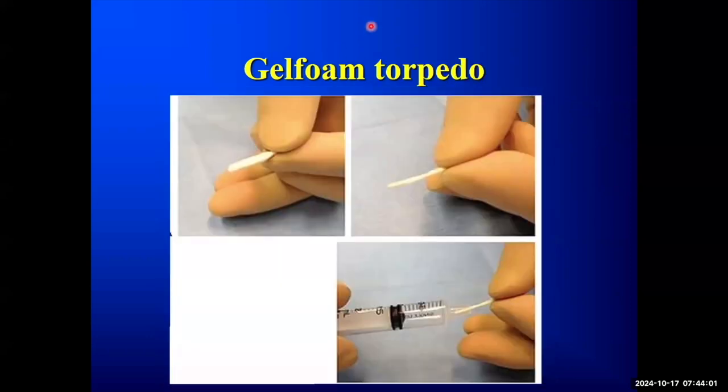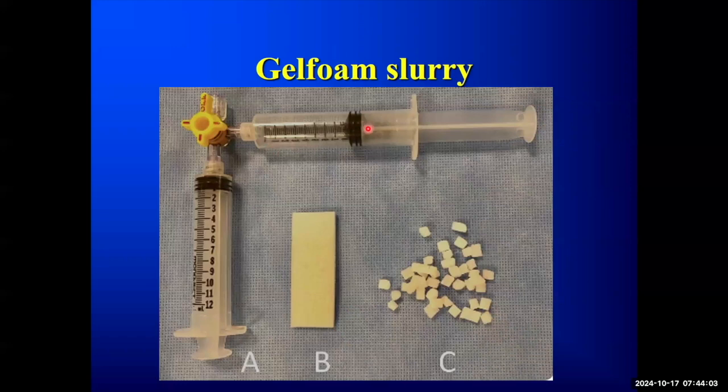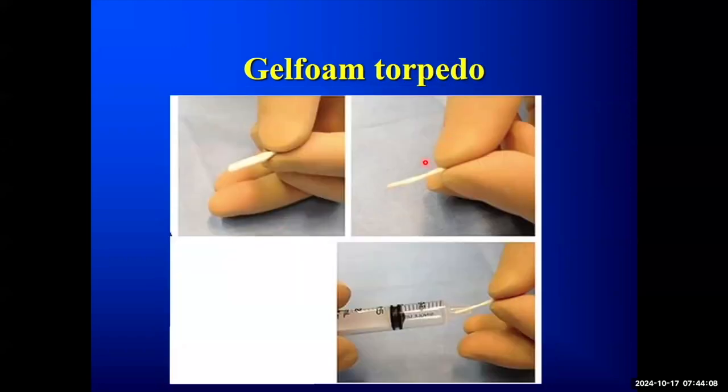As I said, you can make a gel foam slurry: just cut this up into linear bits, then roll it up, and then you just kind of stuff it in the end of a syringe, add some saline or contrast, and then you just plunge that in.